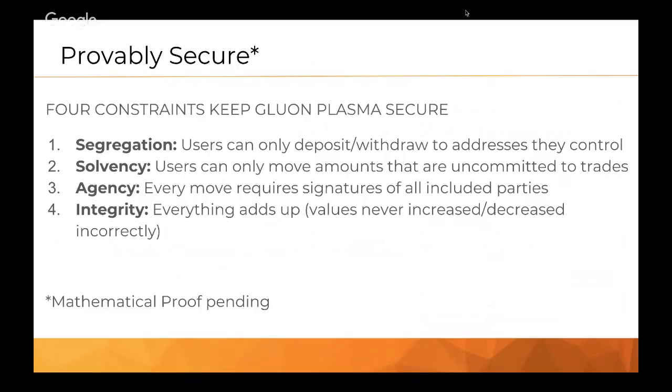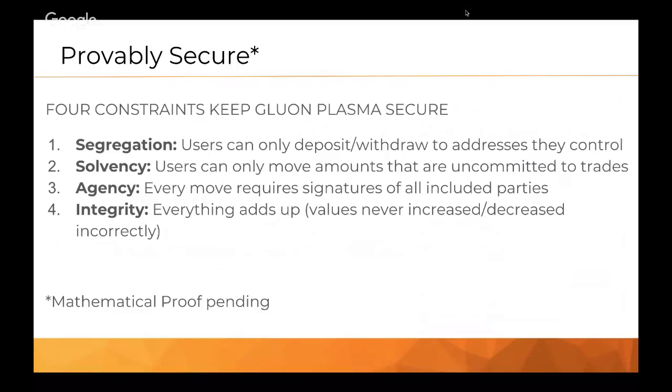Segregation is simply that you can only deposit and withdraw into addresses for which you control a private key. So, I can only deposit into my account. I cannot deposit into yours, and I can only withdraw into my account. I cannot withdraw into yours. And this also, for example, makes the exchange not a money transmitter, so it doesn't require a lot of the KYC, AML. It doesn't require those paperwork.